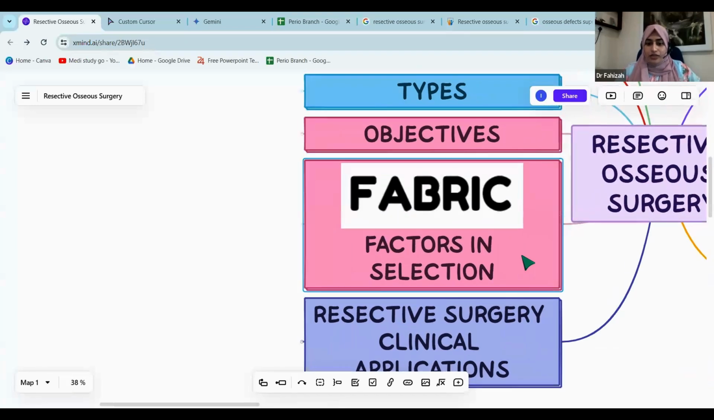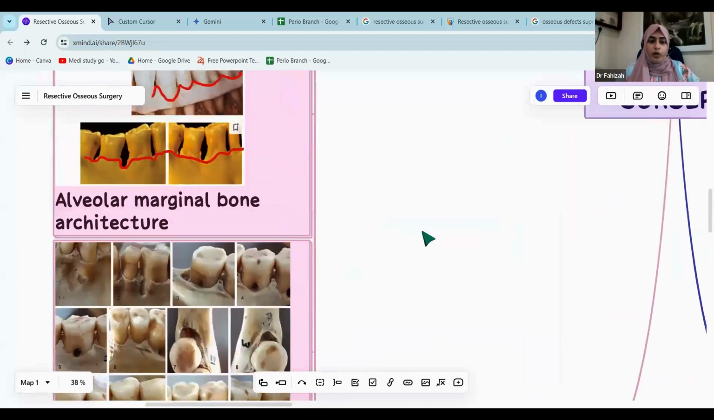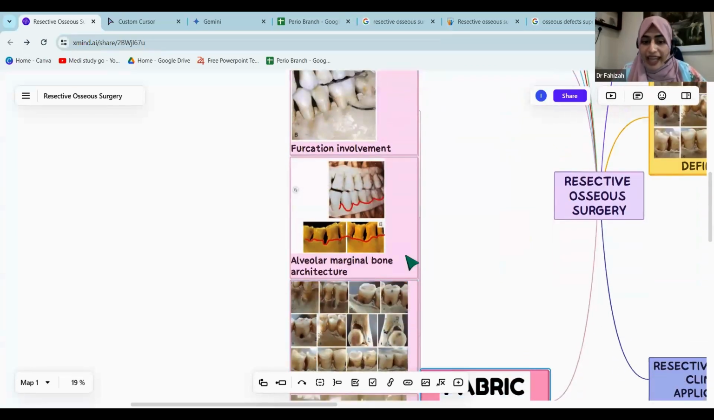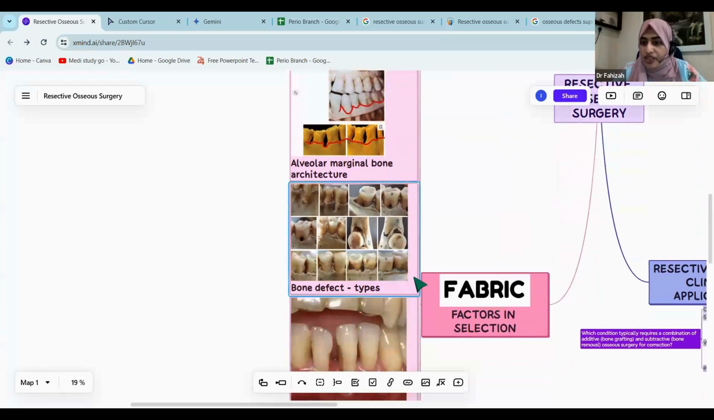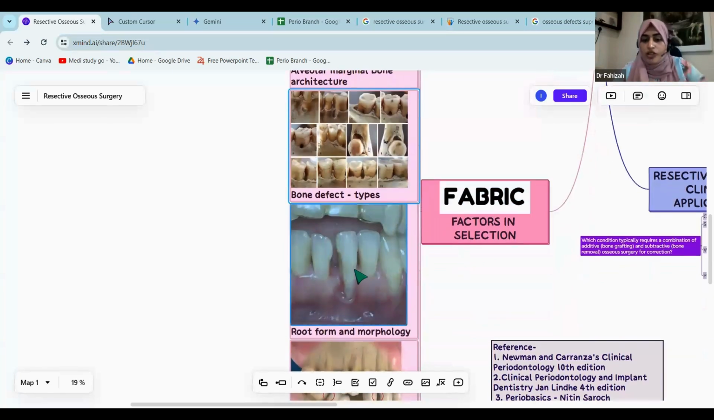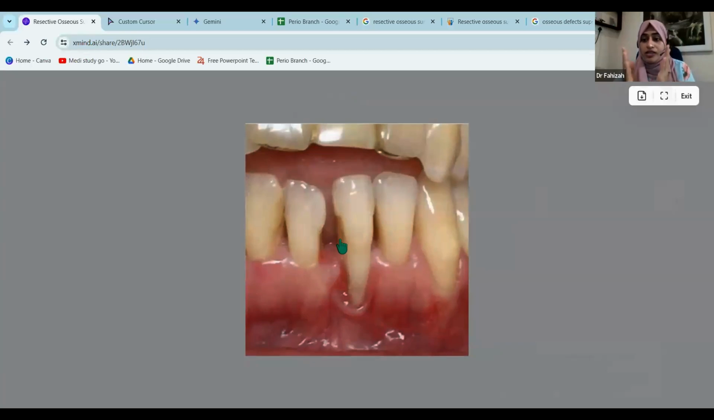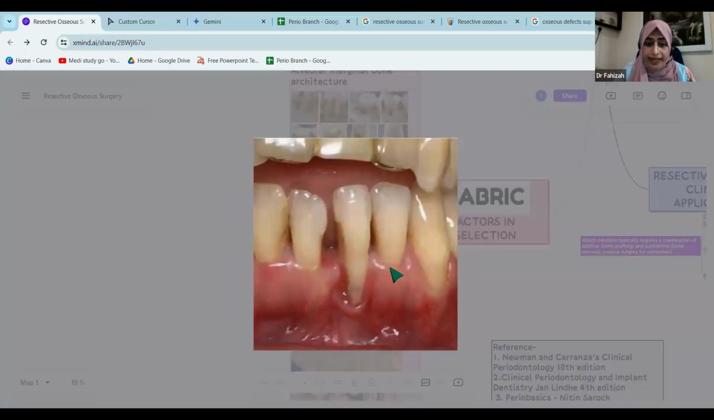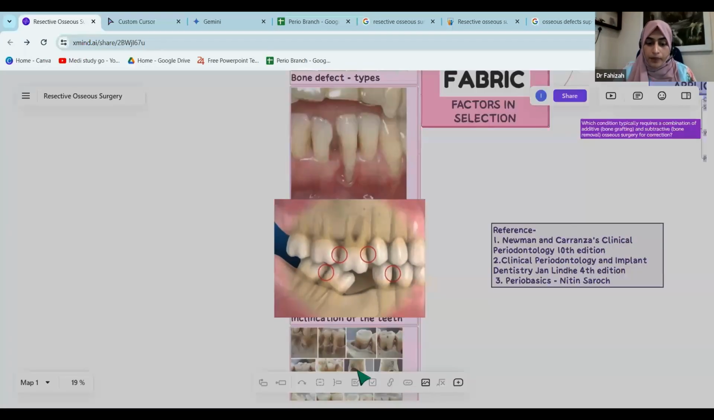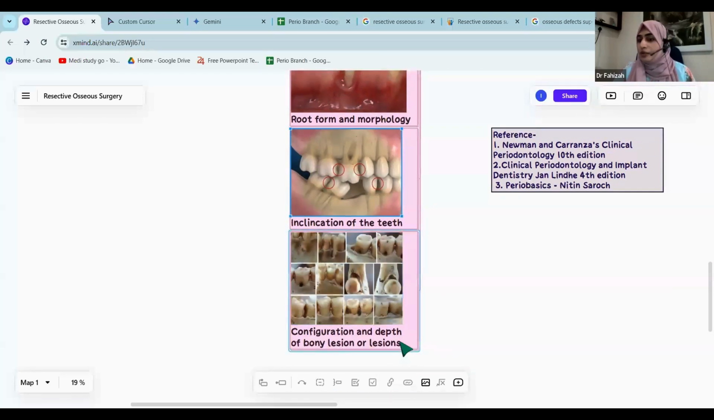Next, in which cases will you select this surgery? Factors in selection. Let's quickly go through it. I have added the mnemonic FABRIC over here. First of all, as discussed earlier, furcation involvement. For A, we have alveolar marginal bone architecture. Based on the bone architecture, you can decide if you can do resective osseous surgery or not. Then different types of bone defects. For each defect you'll have to calculate the prognosis, if it's good or bad. Based on that you can decide. So that becomes your B. R, root form and morphology. How your root form is, what are the existing osseous walls present around the tooth, all that. Then your I becomes inclination of the teeth, as we have discussed before. And the fifth one, configuration and the depth of the bony lesions.